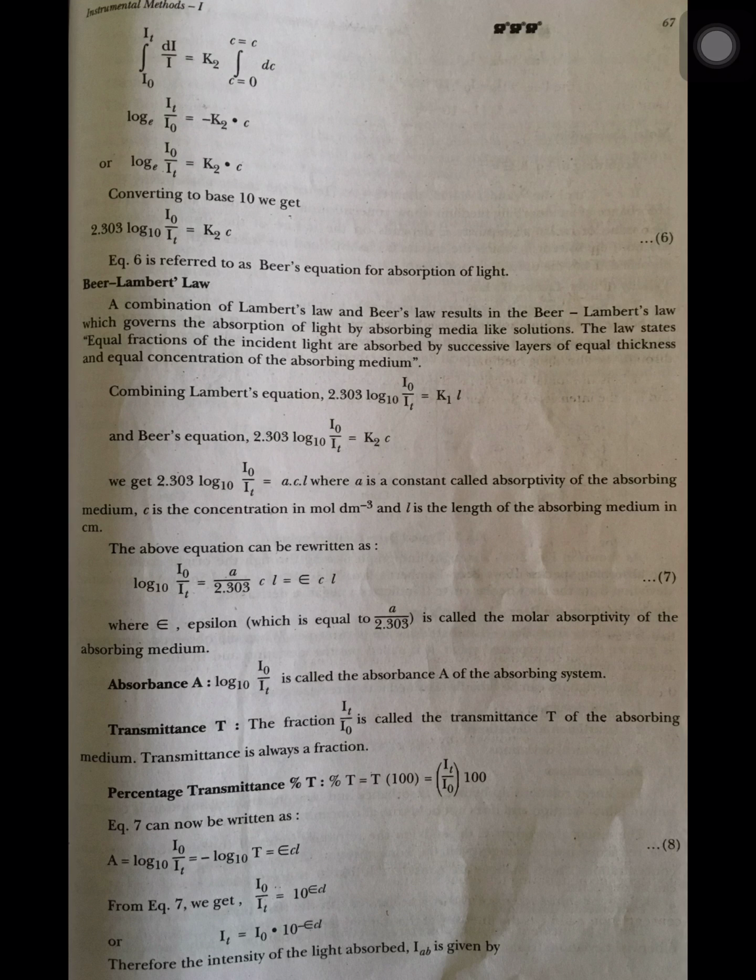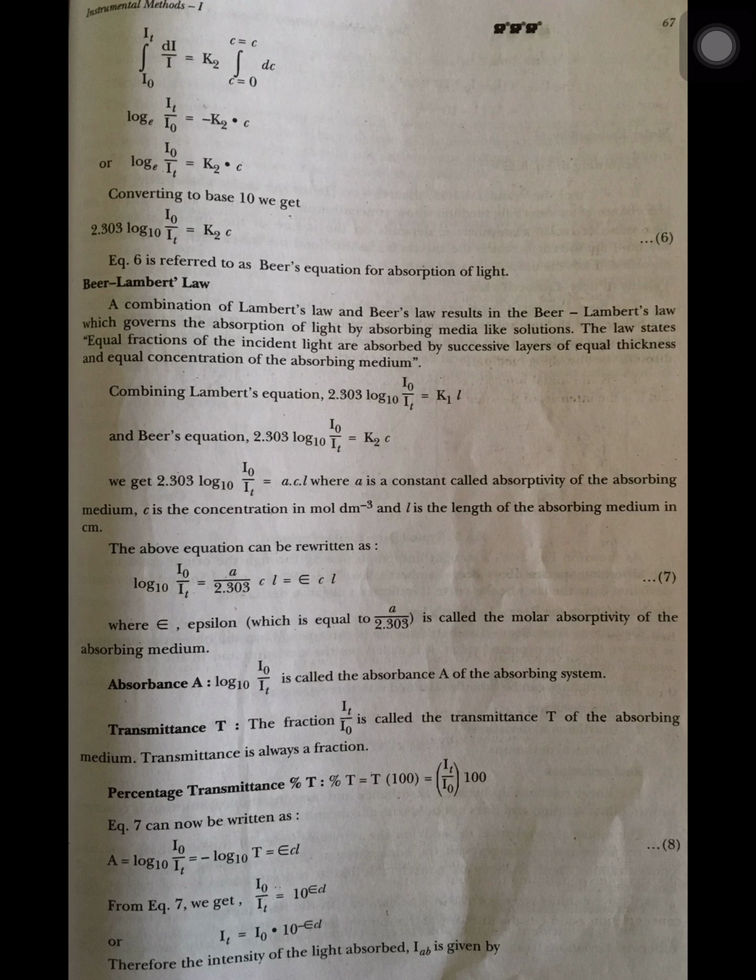Transmittance, the fraction IT by I0, that is how much fraction of light is transmitted. So that fraction IT by I0 is called as transmittance, capital T, of the absorbing medium. So absorbance A is nothing but log to the base 10 I0 by IT, and transmittance is nothing but IT by I0. So the percentage transmittance is equal to IT by I0 into 100.